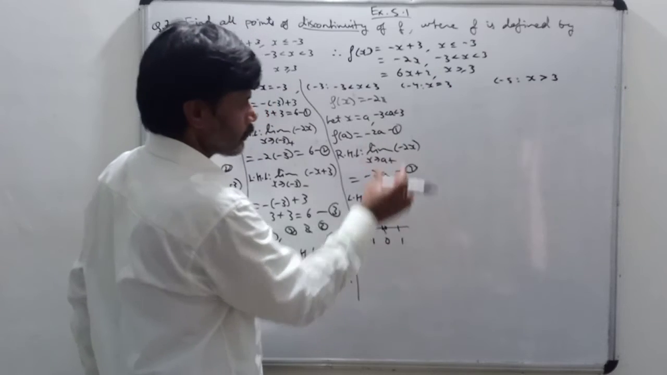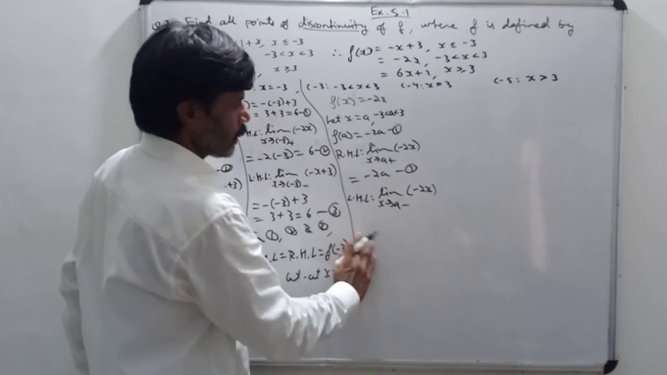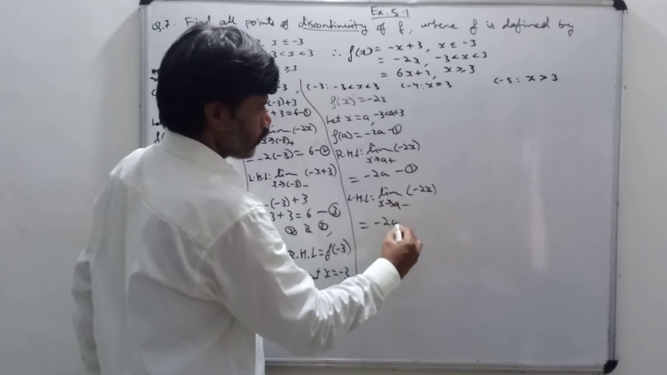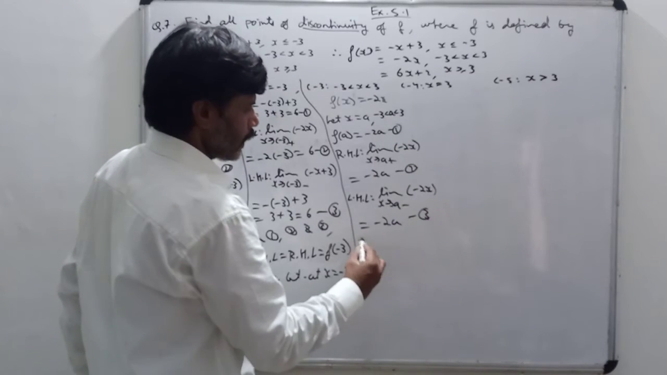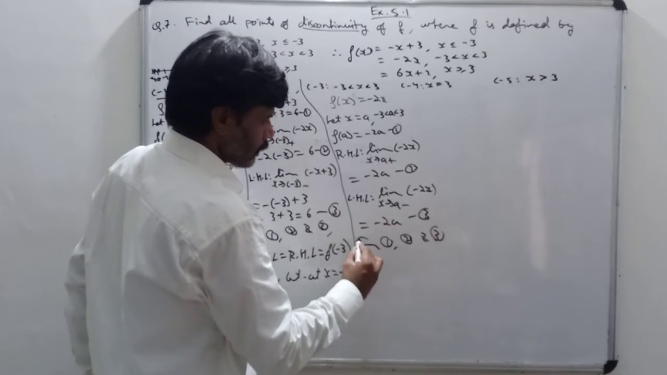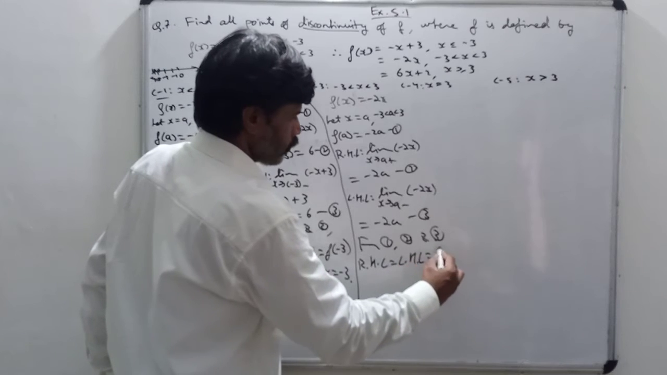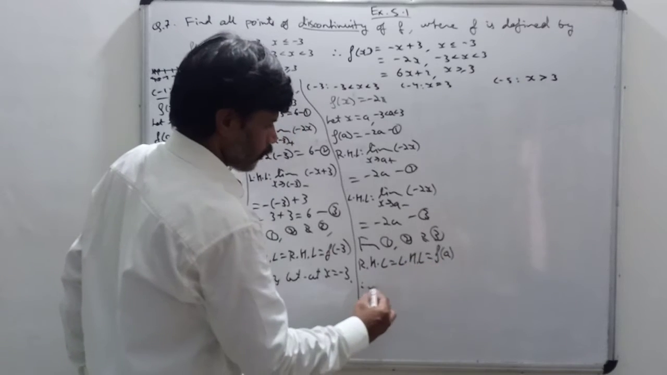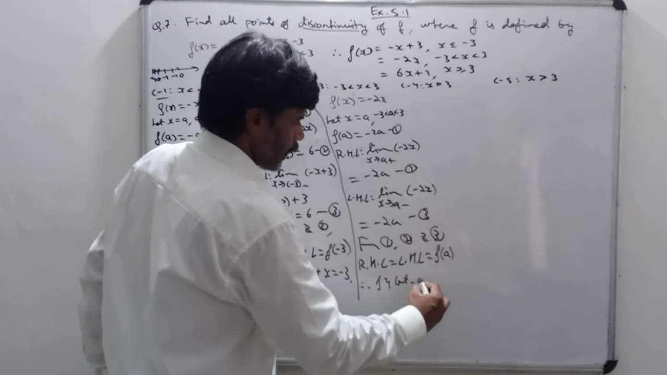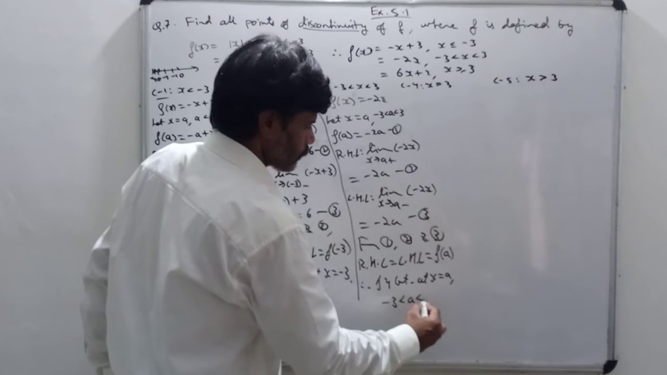Again it is between -3 and 3, so the function will be -2x. Apply the limit, -2a, give it 3. So from 1, 2 and 3, what you understood: RHL is equal to LHL is equal to the value of the function. Therefore the function is continuous at x = a, where a is between -3 and 3.